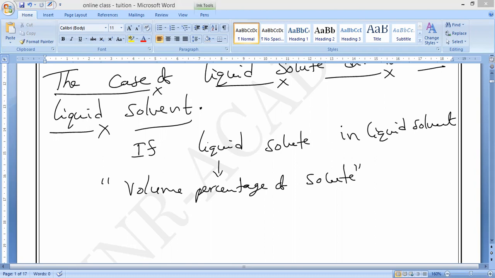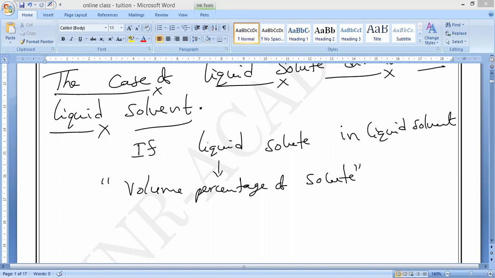So, like in solids, how many grams did we take? Check the notes. 100 grams, correct or not? Here, coming to liquids, we can test for 100 milliliters of the solution.